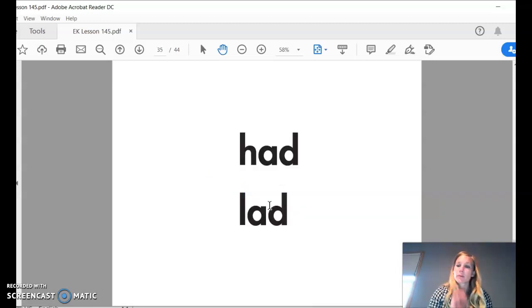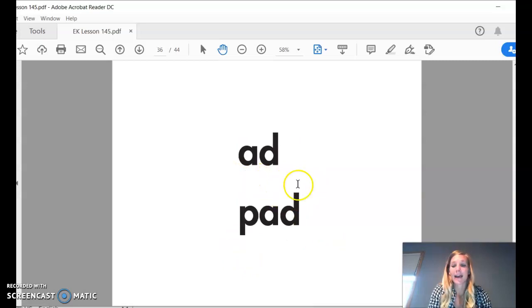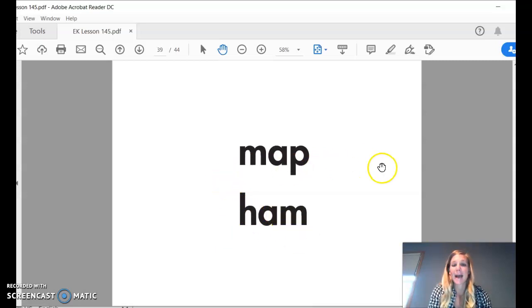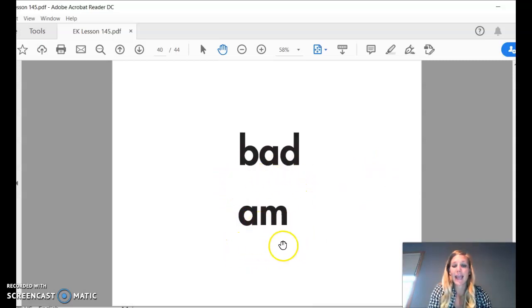Now we're going to read some more review words. Oh, I highlighted them. Had, lad. Add, pad. Ram, tap. Zap, lap. Map, ham. Bad, am.